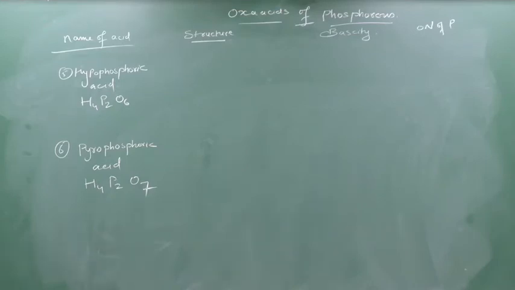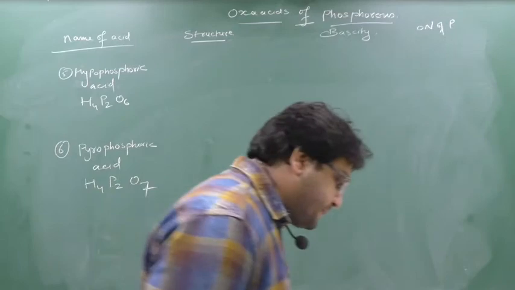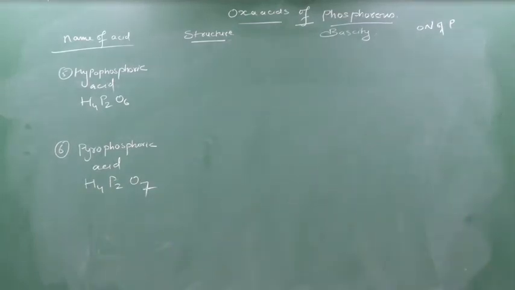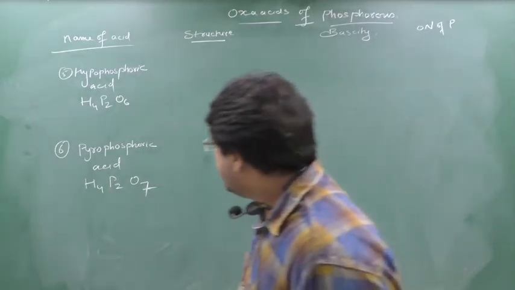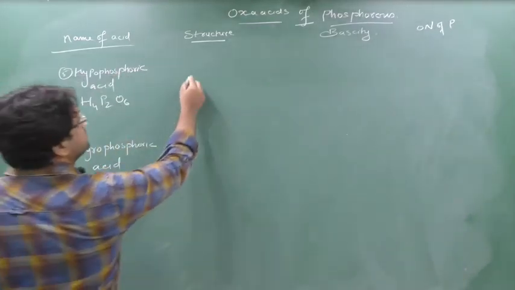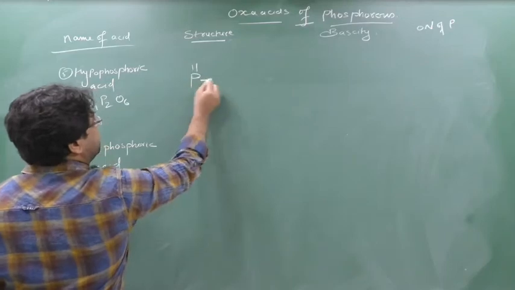Next is hypophosphoric acid, H4P2O6. Now, how to draw the structure? See, P, with a double bond, here one single bond, here one bond.